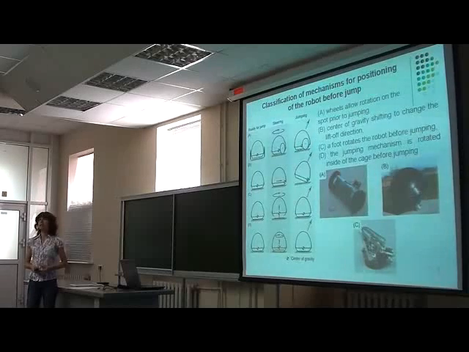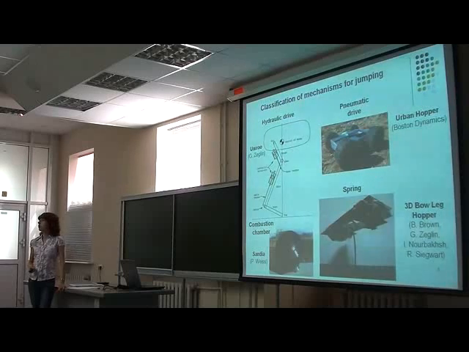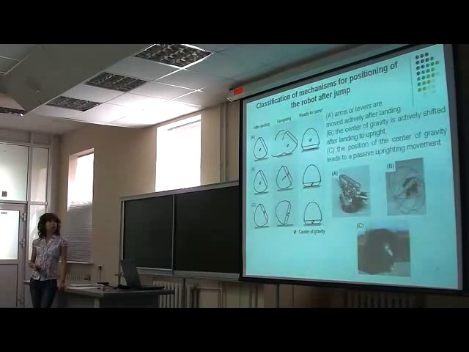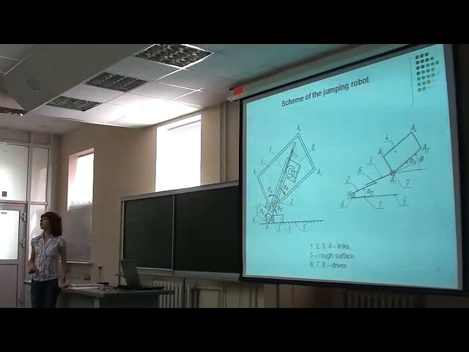The first of them is the classification of the mechanisms for positioning of the robot before jumping. The second classification is the classification of the mechanism under the action of which the jump is realized. There are pneumatic and hydraulic drives, springs, and combustion chambers. And the third classification is the classification of the mechanisms for positioning of the robot after the jump. After a short introduction, I would like to turn to the main part of my work.